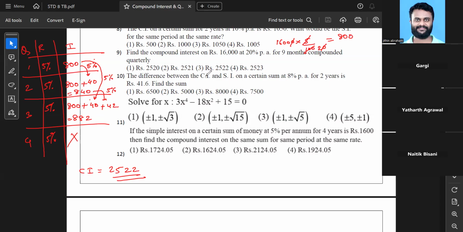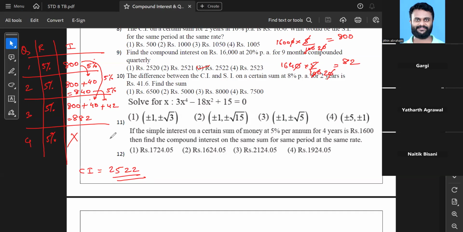Excuse me, sir. Yep. Sir, in the third quarter, 800 plus, we can do 1640 into 5 by 100. Yes, you can do it. Sir, but the answer is coming a little different. Probably you might have done some calculation error. Otherwise, you should get the same answer itself. Yes, sir, I did a calculation error. Yes, 1640 का 5% is 82. Yeah, 82 it is. It is again the same, only 882.